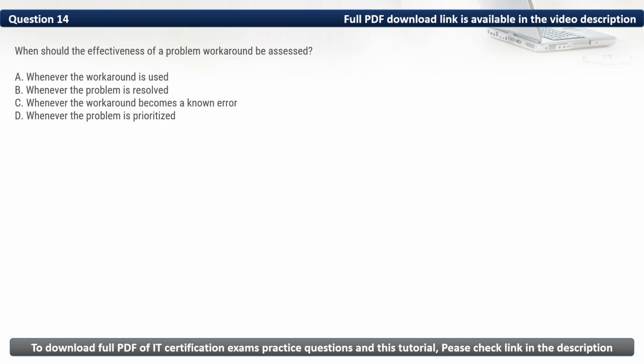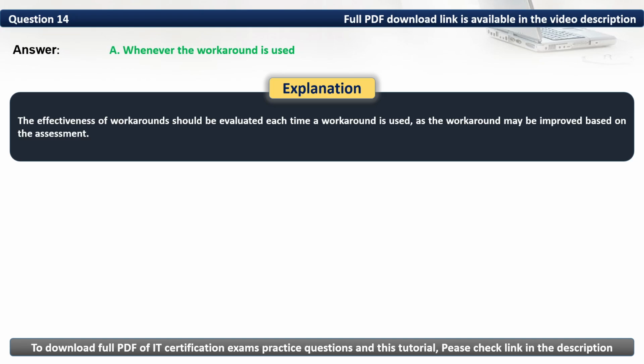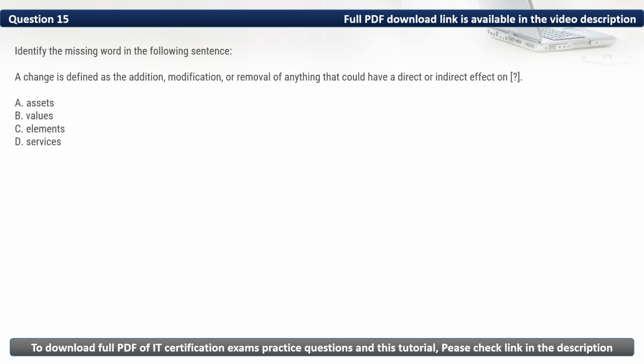Question 14. When should the effectiveness of a problem workaround be assessed? The effectiveness of a problem workaround should be assessed whenever the workaround is used. Thus, the correct option is A. The effectiveness of workarounds should be evaluated each time a workaround is used, as the workaround may be improved based on the assessment.